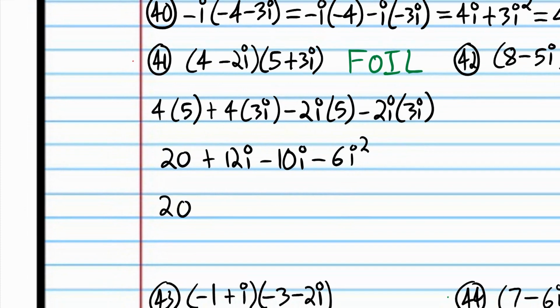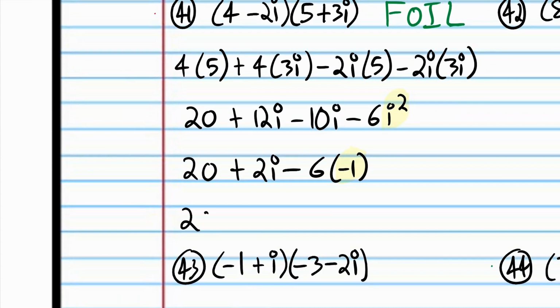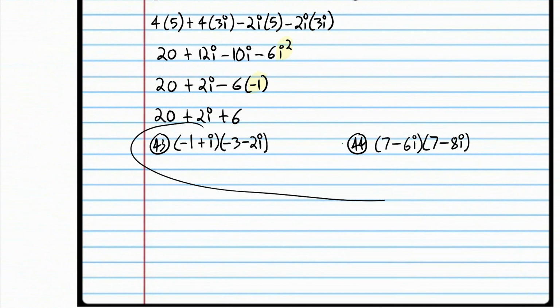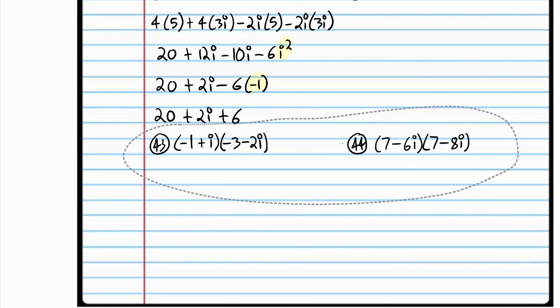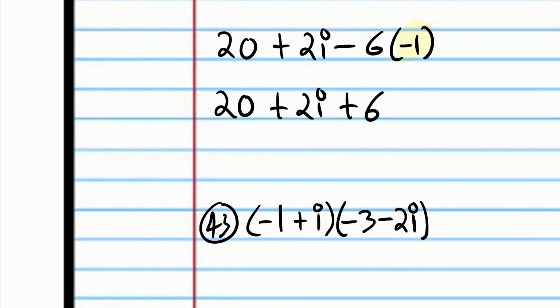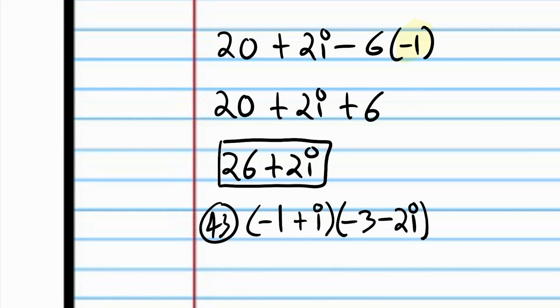Then you have 20. You can actually add these together. So 12i minus 10i is 2i. And then i squared, we learned, is negative 1. Okay, I just want to keep emphasizing that's where that negative 1 comes from. So now we have 20 plus 2i plus 6, because negative 6 times negative 1 is positive 6. So now I'm going to make some more room here. And our final answer, we're just going to add the real numbers. 20 plus 6 is 26. And we're left with 26 plus 2i.